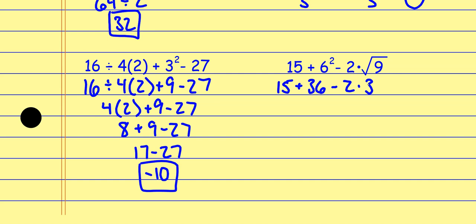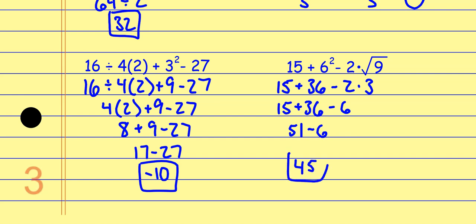Now I go to multiplication and division. I see the multiplication at the back end of this thing. 2 times 3 is a 6. Now again, addition and subtraction are tied, so I have to use the tiebreaker, left to right. So addition is farther left, so I add those. That's a 51. And then I subtract the 6, so that's a 45. Okay? But again, watch out for invisible parentheses. Watch out for those tiebreakers.